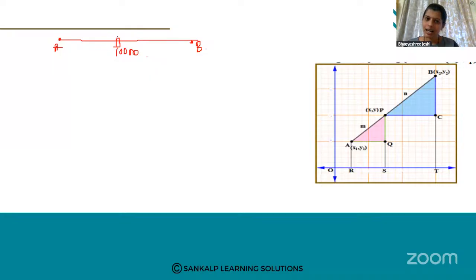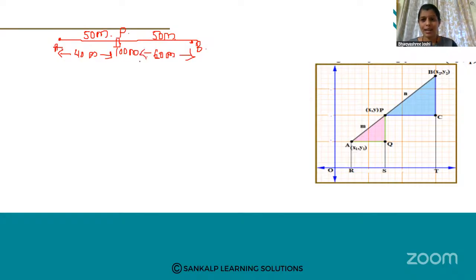See this point, I will call it P. From A to P the distance is 50 meters. Next, from P to B the distance is 50 meters. Why? Total distance is 100 meters. From A to P it is 50 meters, from P to B it is 50 meters. Or you can say A to P is 40 meters, and from P to B it is 60 meters.